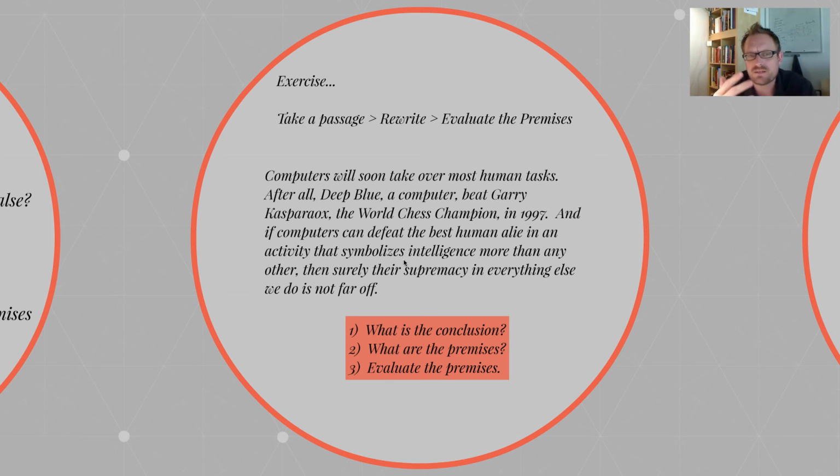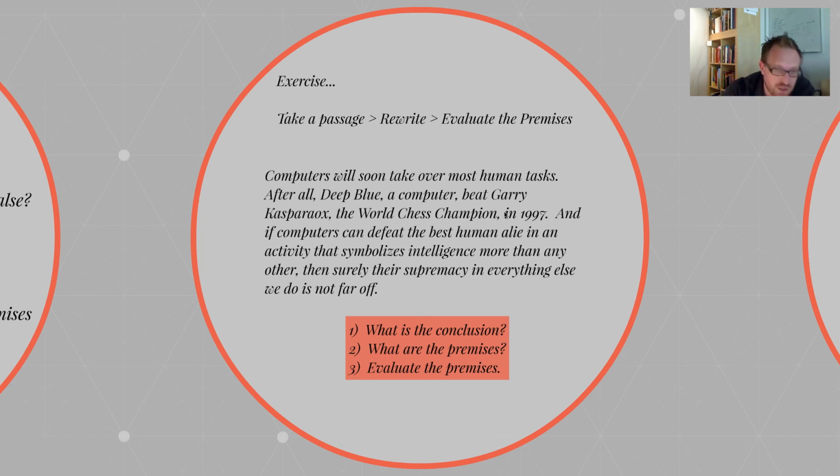Now, a couple things. If we're evaluating these premises, the first question I have is this. It says computers will take over most human tasks. Well, Garry Kasparov was beat in 1997. As far as I can tell, most of the human tasks that humans do have not been taken over by computers, potentially augmented by computers, but haven't been taken over, especially since 1997, right?